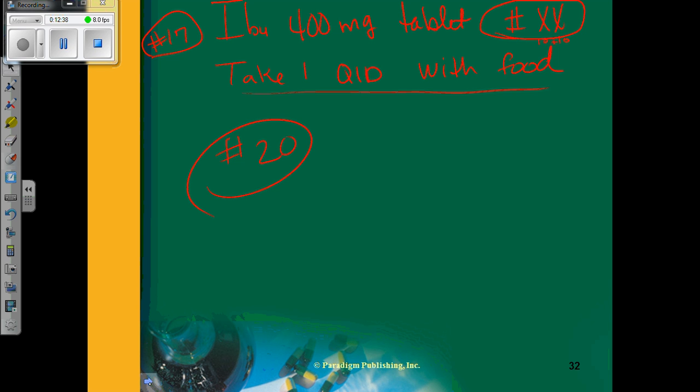We'll do one on the next. And while we're here, I'm going to figure up how many days it would be. So if you wanted to find out the day supply, you're going to take 1 tablet 4 times a day. So we have 20 tablets. You're going to take 20 divided by 4, and it would last 5 days.